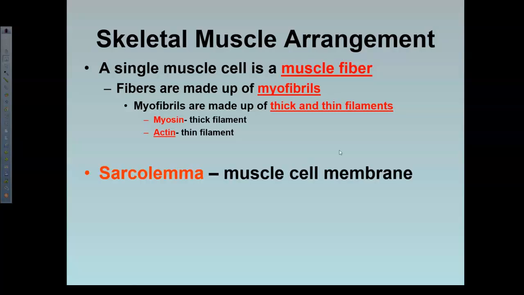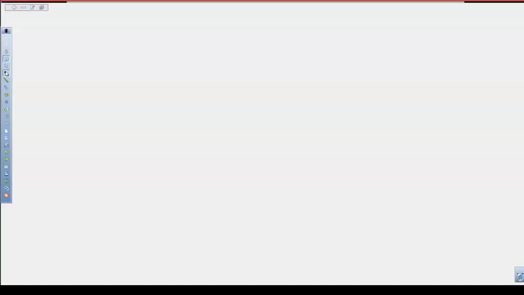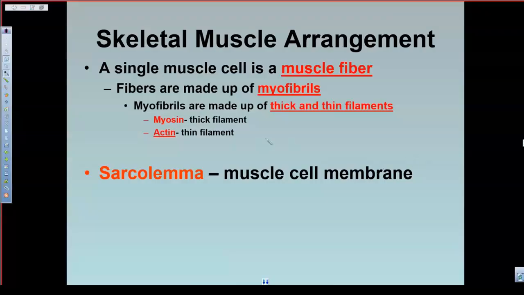And then just as all cells have a cell membrane or plasma membrane, the muscles also. Sarco means flesh, so for some reason the sarcolemma, remember the plasma membrane looks like that? And it's got those protein things on it. So on a muscle, the cell membrane of a muscle is called a sarcolemma.